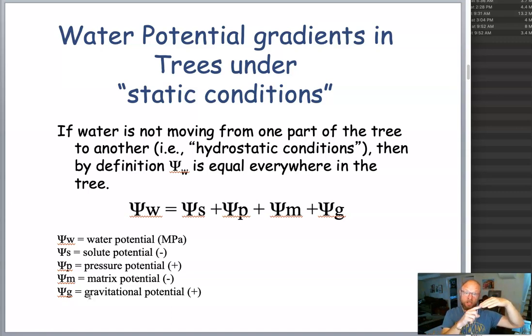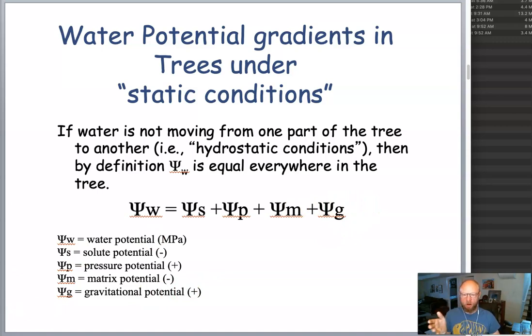So in really tall trees, that gravitational water potential can be really important. For herbaceous plants, we generally just ignore it. But we'll look at a slide. Actually, it's on the next slide. Let's look at that. All right, so those are the 4 major factors that contribute to water potential. The 2 we're going to talk most about are solute potential and pressure potential. Within a plant, when we talk about soil, matrix potential will be a lot more important. And if we're talking about tall trees, gravitational potential will be important.